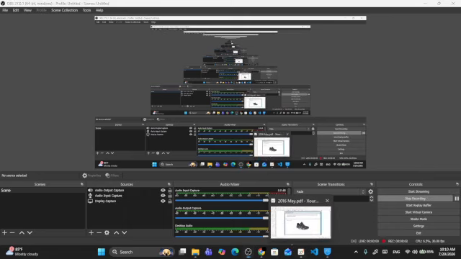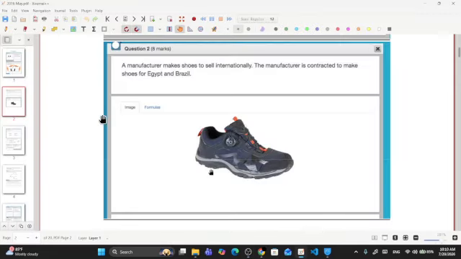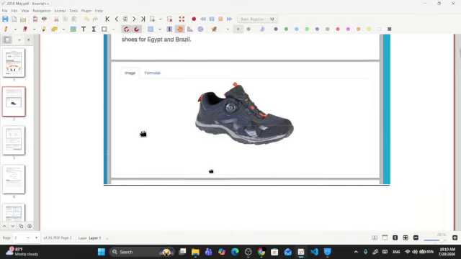Okay, so a manufacturer makes shoes to sell internationally. The manufacturer is contracted to make shoes for Egypt and Brazil. All right.